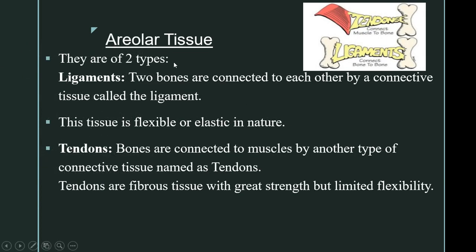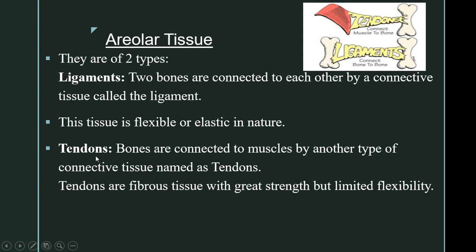There are two types of areolar tissue. One is the ligament and the other is the tendon. What is the function? The ligament connects two bones together. It is a connective tissue which connects two bones. See, we have represented over here. Ligaments connect bone to bone. And it is highly flexible and elastic in nature.